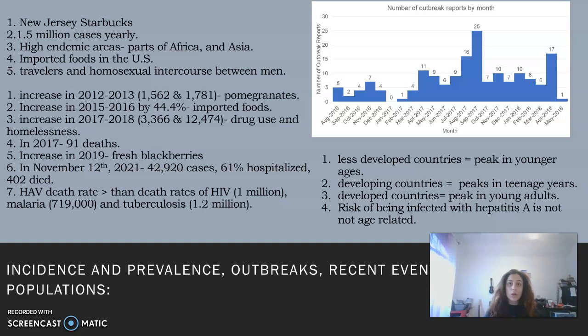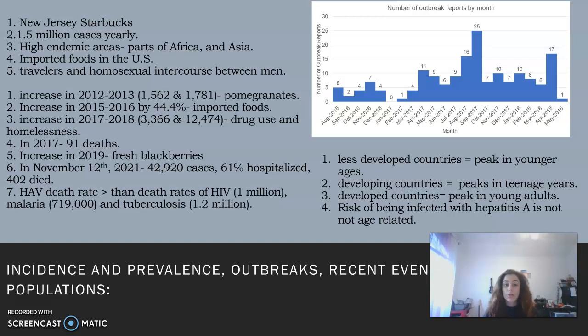So there was a decrease in hepatitis A infections. However, starting from 2012, there is now an increase. So in 2012 and 2013, there was an increase due to imported pomegranates from Turkey. In 2015 and 16, it increased again by another 44.4% due to imported foods. 2017 and 18, there was an increase because of an increase in drug use and opioid crisis, as well as more individuals that were homeless.